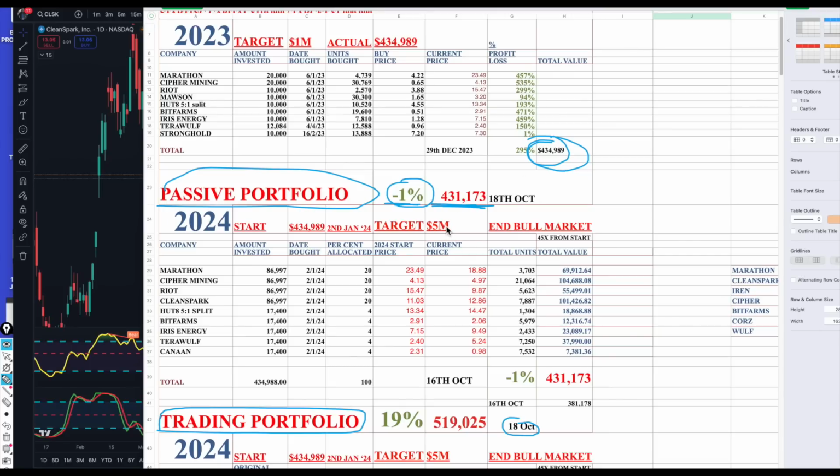And our target for the end of this bull market is $5 million, both for the passive portfolio as well as for the trading portfolio. So we're expecting with the Bitcoin miners to be a 10x. Obviously nobody knows if it's going to be that, but we're very open, fluid and flexible that even if it gives us a 9x or a 5x or a 3x, whatever it is, once the exit indicators give us the signals, we'll be out of the market. But from current levels here, we would need a 10x to get to our target of $5 million.